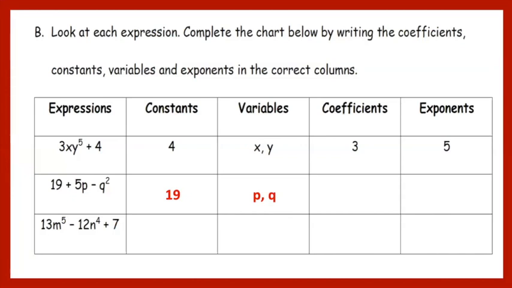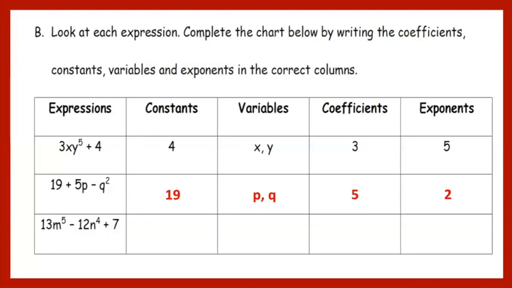Let's continue going. The coefficient. What is the coefficient? The coefficient is 5. Why is 5 the coefficient? Because the coefficient is always the number in front of the letter or variable. Next, we have our exponent. What is our exponent? If you said 2, you are correct, because q is to the power of 2. Now, let's go on to our last expression.